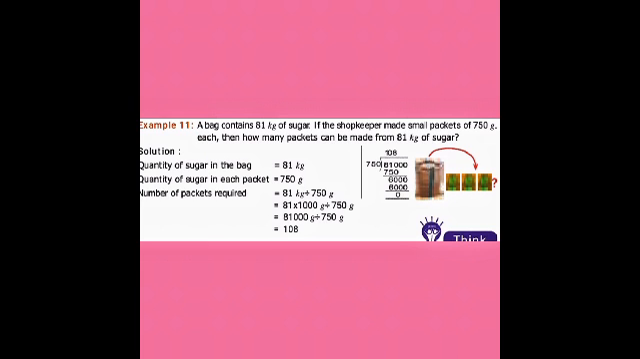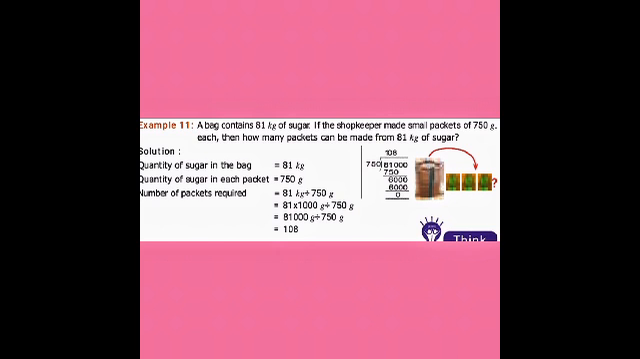So 81 kg should be divided by 750, but it is 81 kg and 750 gram, kg and gram. So convert the kg into the smaller unit, that is gram. So 81 multiplied by 1000, which is equal to 81,000 grams. So we'll get the 81 kg in grams. Now let's see the solution.